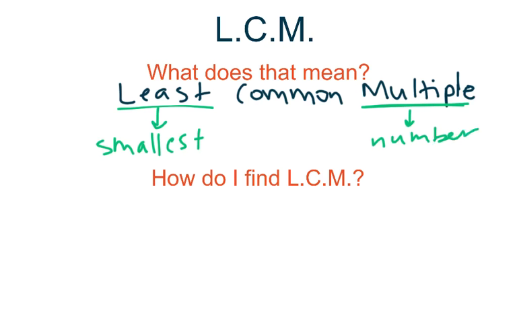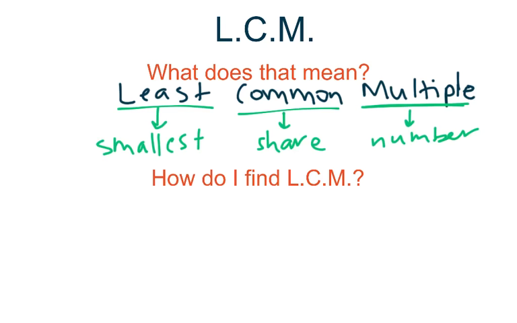And then let's look at that middle word, common. The word common means that we are sharing something. So if we have something in common, we share a common characteristic, we share a common goal, something along those lines. So in this case, when we're looking for the least common multiple, we are looking for the smallest number that two or more numbers share. So the second question that we're going to answer in the rest of this video is, how do I find the least common multiple of two or more numbers?